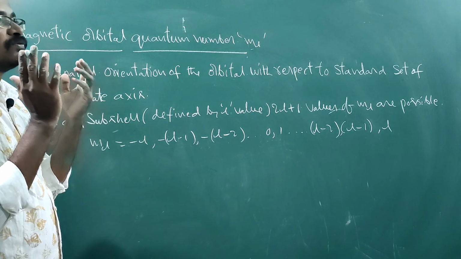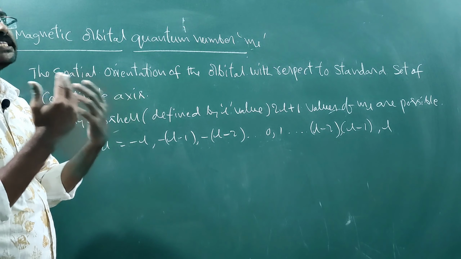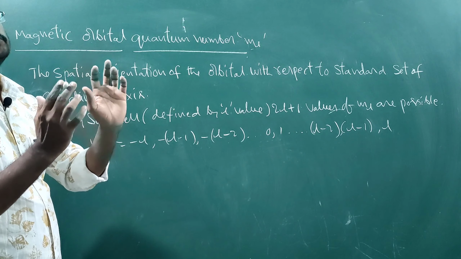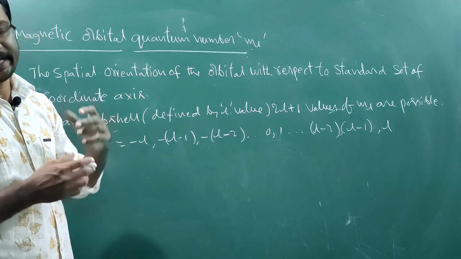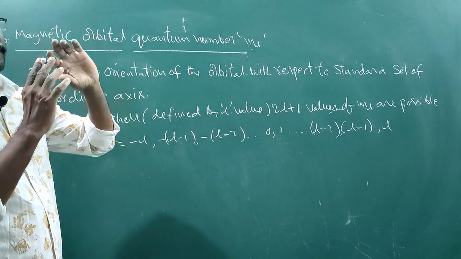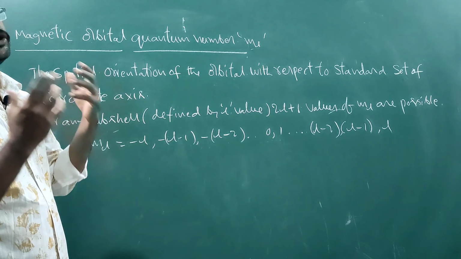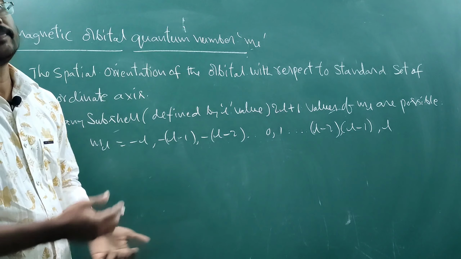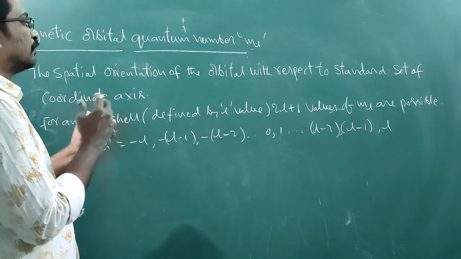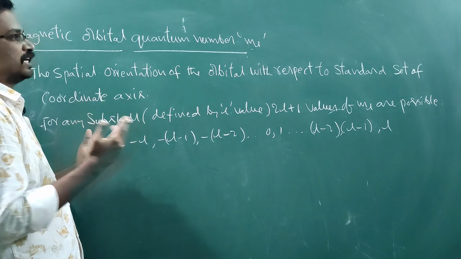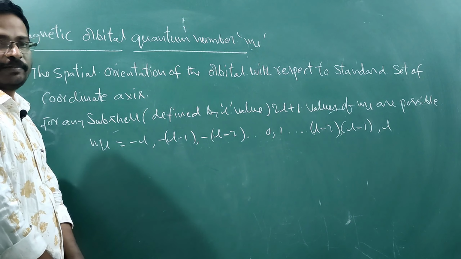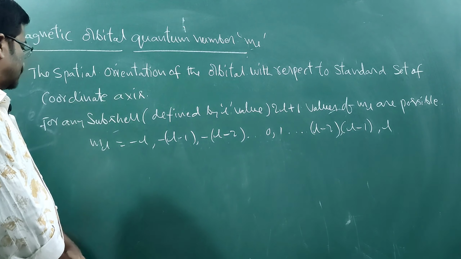The px orbital has its orientation in the x direction. In the py orbital, the lobes are directed towards the y-axis. Likewise, in the pz orbital, the lobes are directed towards the z-axis. That is the way you can understand the orientation of the orbital, in which direction it lies, as indicated by the spatial orientation with respect to the coordinate axes.